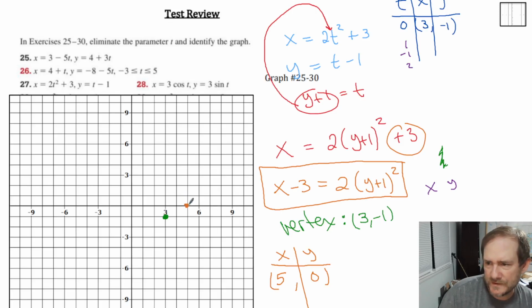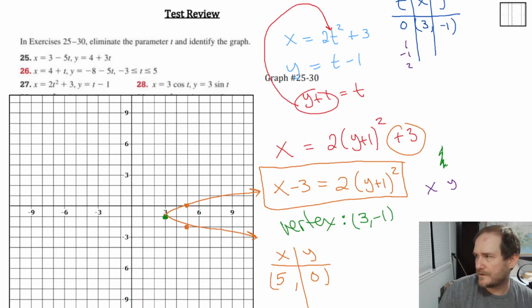So 5, 0 is a point. And then from there, you could just reflect that over your axis of symmetry. And you know you get another point down here. And I think 3 points is plenty. We know that we open to the right, so we know our axis of symmetry is horizontal. There's your graph. We know that this is t equals 0.